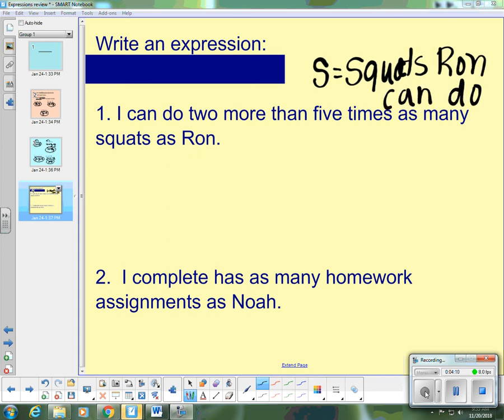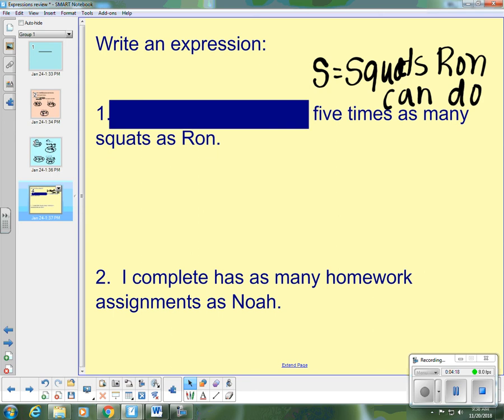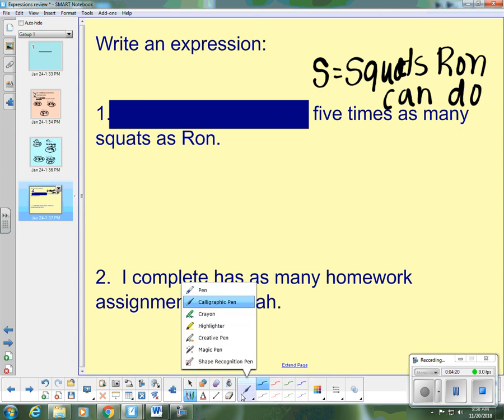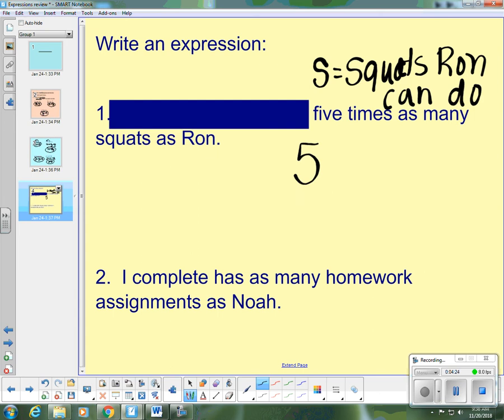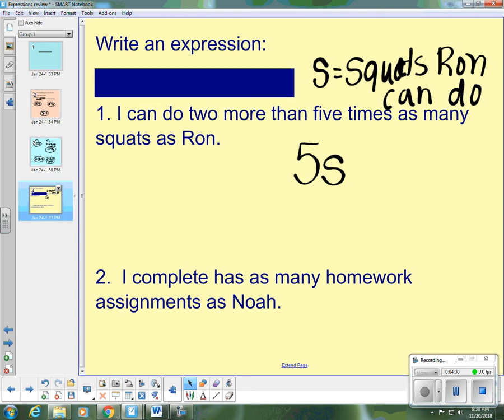When it's a two-step like this, I have 2 numbers, I have a 2 and a 5, I'm going to cover up until I see that second number, and I'm going to focus on 5 times as many squats as Ron. 5 times as many, so 5 times as many squats as Ron. 5 times S. And then I'm going to bring back the first part.